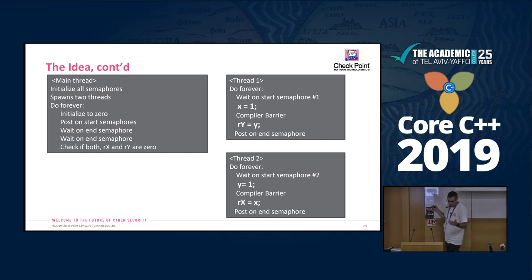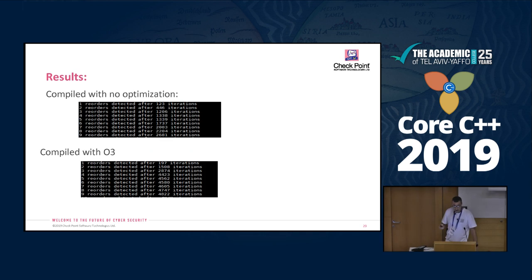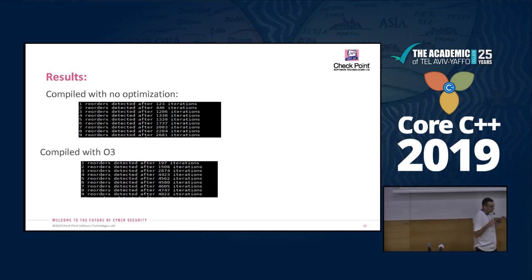Each one of the threads will wait to be signaled that it can start, do its assignments, and then post that it finished. Between the two assignments, I placed a compiler barrier just to make sure that the compiler emits the code that we want it to emit. If we run it on x86, that's what we'll see. Now, x86 is very, very strongly ordered. It's not allowed to make almost any reordering, but still, with that instruction reordering happened.